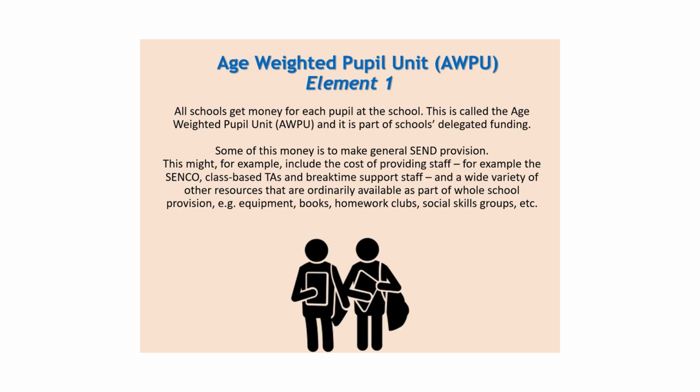Age-weighted pupil unit, AWPU, element 1. All schools get money for each pupil at the school. This is called the age-weighted pupil unit, AWPU, and it is part of schools' delegated funding. Some of this money is to make general SEND provision. This might, for example, include the cost of providing staff, for example, the SENCO, class-based TAs, and break time support staff, and a wide variety of other resources that are ordinarily available as part of whole school provision. For example, equipment, books, homework clubs, social skills groups, etc.